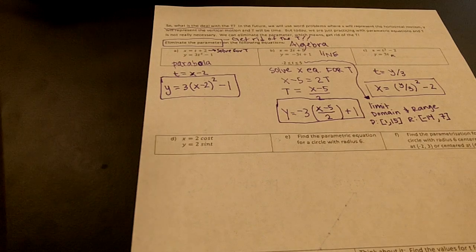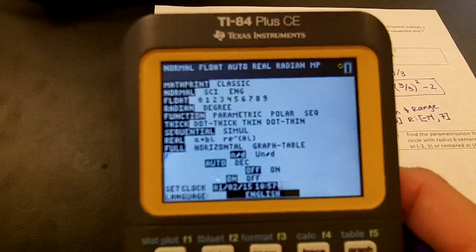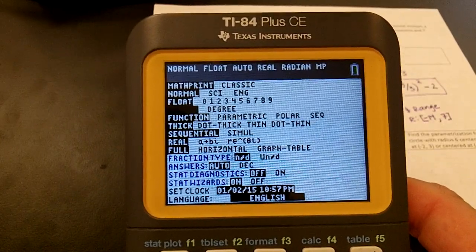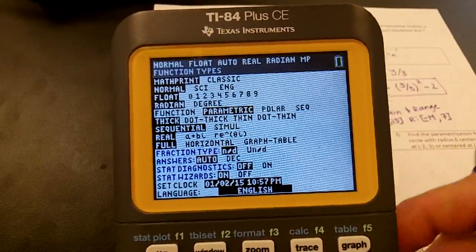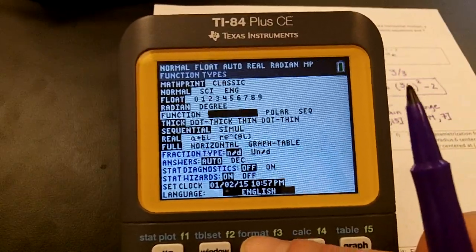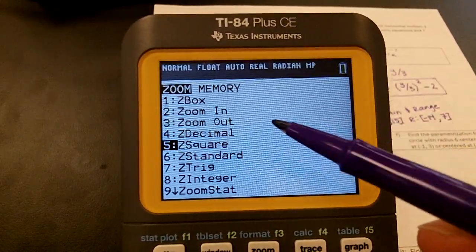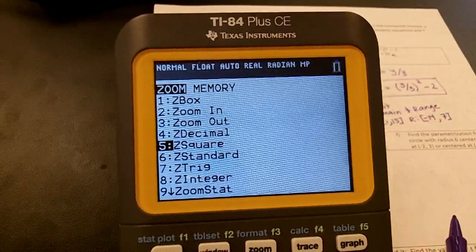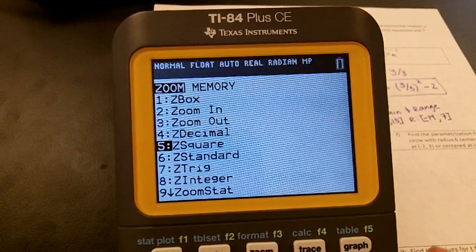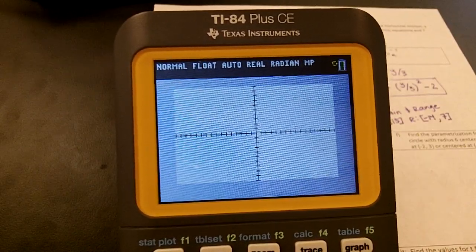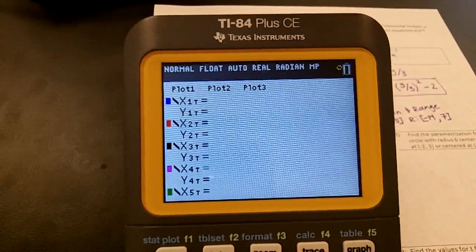I'm kind of freaking out right now. I'm going to turn my calculator on. I'm going to do mode. I'm going to make sure it's in radian mode, and I'm going to click over to parametric equations. And one more thing I'm going to do is zoom, and I'm going to pick square, because that's going to make a big difference for us in this. That square means that all of the x tick marks and all of the y tick marks are the same distance apart. So now I'm going to go back, and I'm going to just graph this.